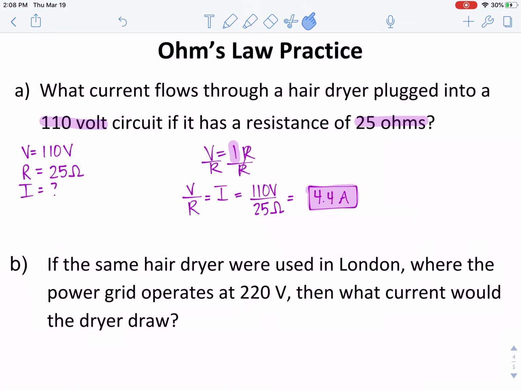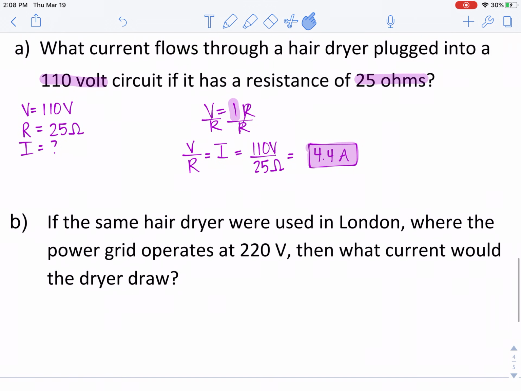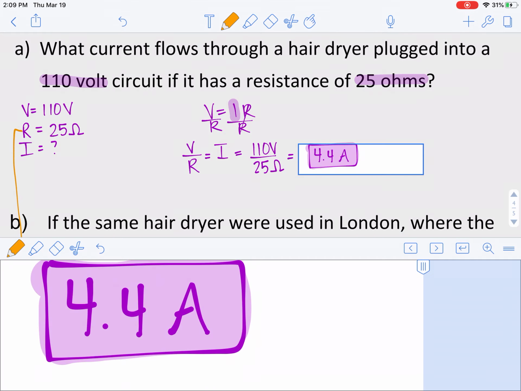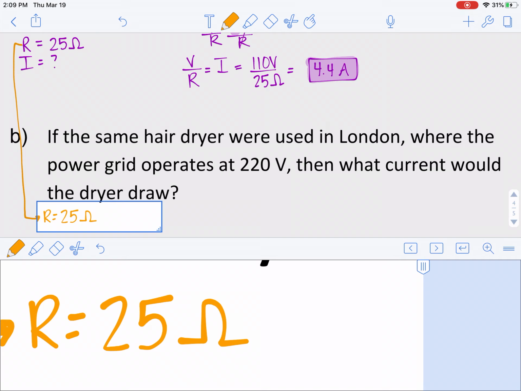Now, thinking practically about what this actually means, B is asking you almost an extension to this problem. It says, if the same hairdryer were used in London, where the power grid operates at 220 volts, then what current would the dryer draw? Now, it is the same appliance, and that's important because what that tells you is that if that hairdryer had 25 ohms of resistance in part A, it will also have 25 ohms of resistance in part B. It is the same appliance. So I can take that resistance and use that same value for this problem.